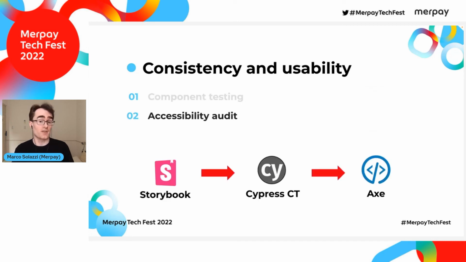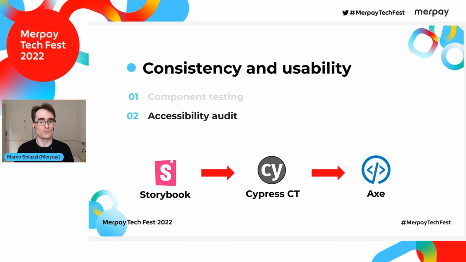The second area is accessibility audit. This area refers to automatic accessibility audits. Even if this kind of audit covers just a limited percentage of issues, it's basically a good practice to use them for basic CI checks and to ensure a minimum level of accessibility.